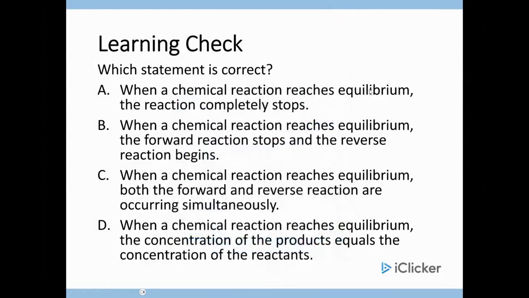Okay, so first question, which statement is correct? Let's just talk through each of these. First one: when a chemical reaction reaches equilibrium, the reaction completely stops. That is not correct. At equilibrium, both the forward and the reverse reactions are occurring. It's not that when you reach equilibrium, everything stops reacting and just settles down. That's not true. The reaction is still occurring. So A is wrong.